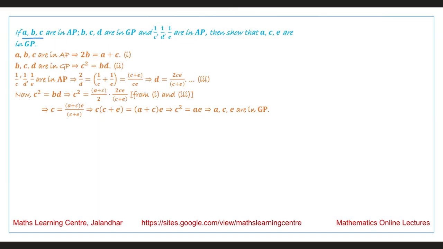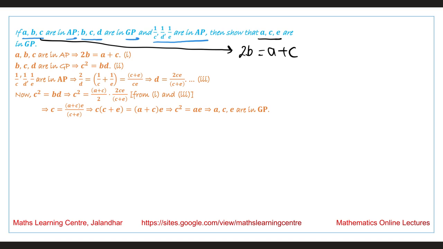Next is, if A, B, C are in AP, B, C, D are in GP, and 1 by C, 1 by D and 1 by E are in AP, we have to show that A, C, E are in GP. So A, B, C are in AP. This implies that 2B is equal to A plus C. B, C, D are in GP. This implies C square is equal to B into D.